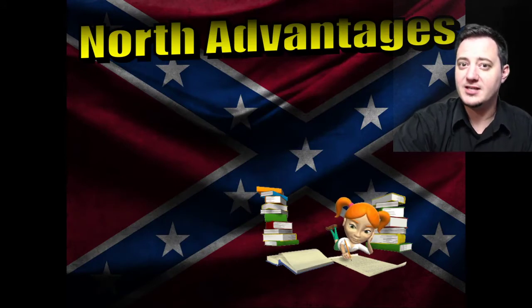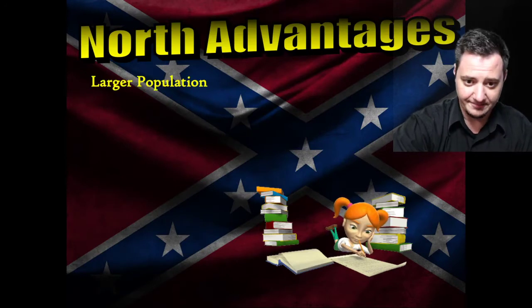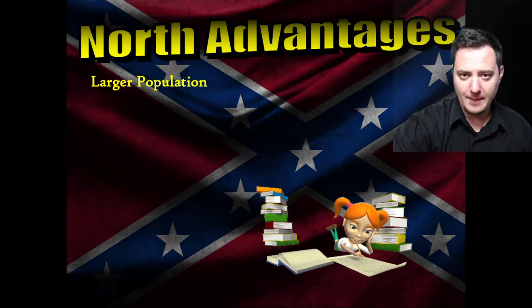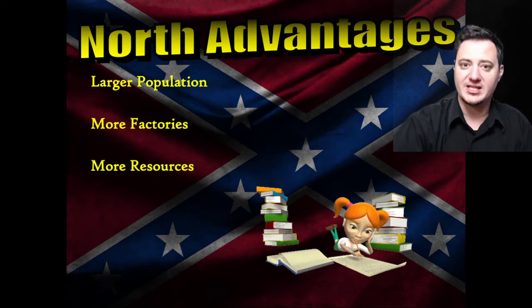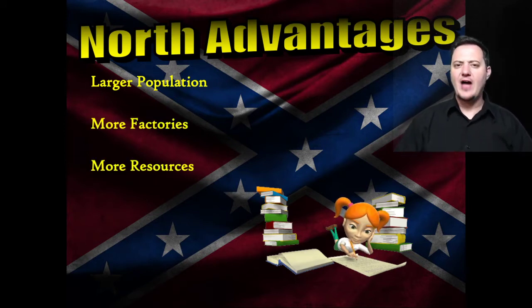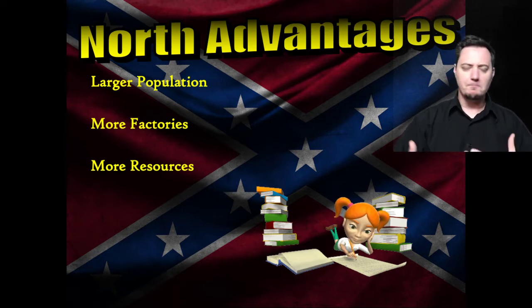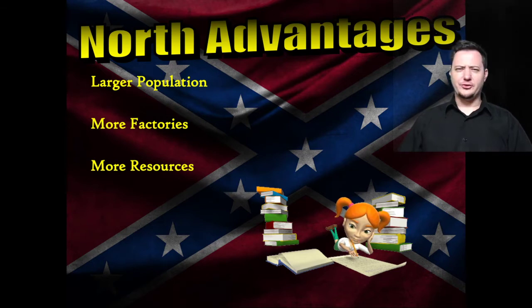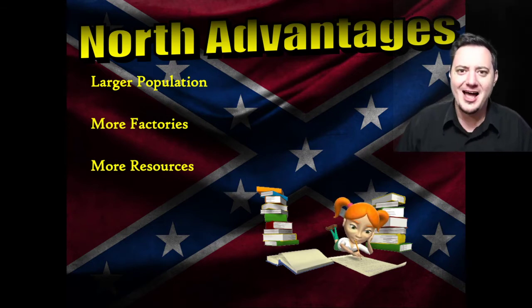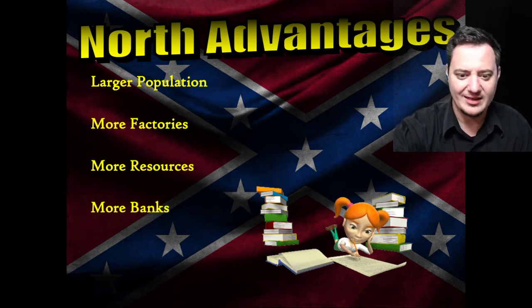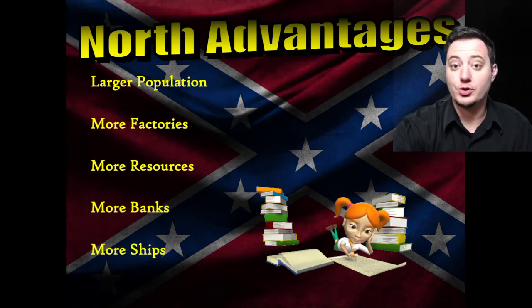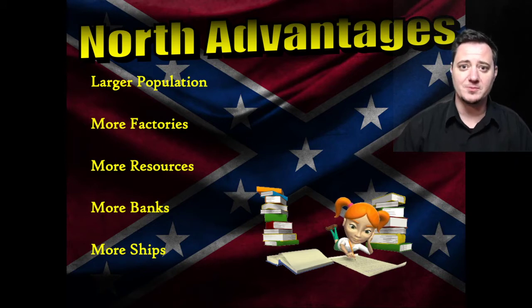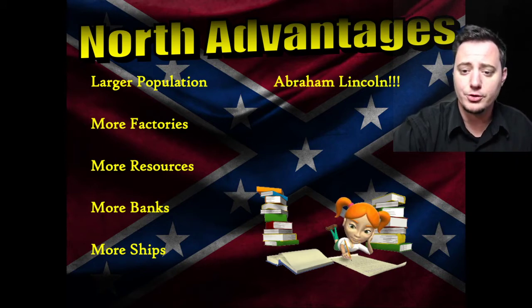Here's some that you can write down inside the box that you created. They have a much larger population than the south. They have more factories. They have more resources. They have more manufacturing. They can create weapons much faster than the south can. I believe it's like for every 32 rifles that are made in the north, one is made in the south. It's ridiculous numbers like that. There are more banks in the north, more ships. They can actually make sailing ships up there. The south has a hard time producing like that.